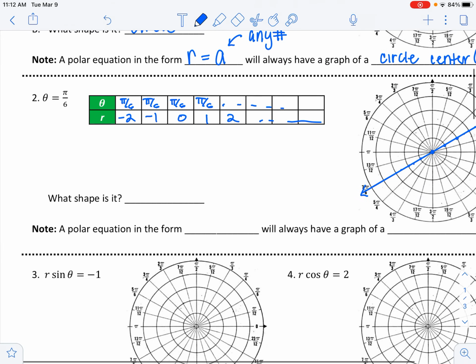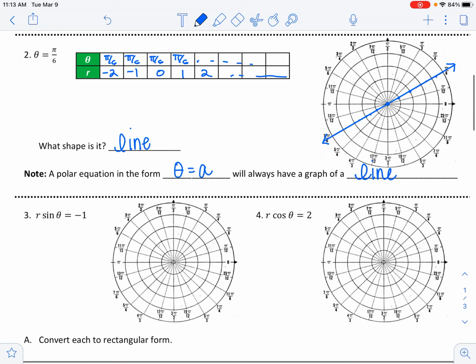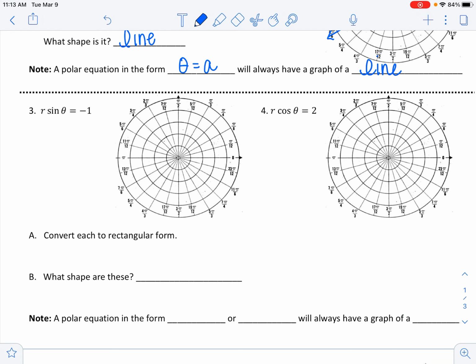So when you see theta equals an angle, we'll just put A for a number because it can be any angle. What shape is it? It's a line, okay? It will always be a graph of a line. I almost said always a sloped line, but if I gave you theta equals 0, then it has no slope. If I gave you theta equals pi over 2, then it is a vertical line and it has no slope. So I'll just say it's a line.